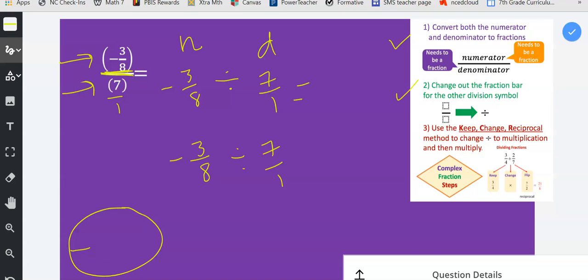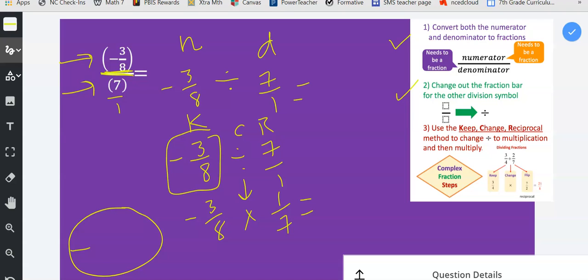Step 3 says use the keep change reciprocal method to change division to multiplication and then multiply. So I keep the first fraction. So leave the negative 3/8 alone, change the division to multiplication, and then you write the reciprocal of 7 over 1, which would be 1/7.